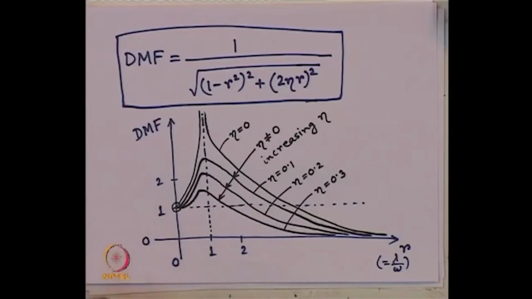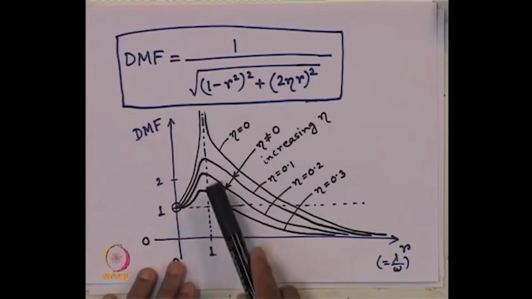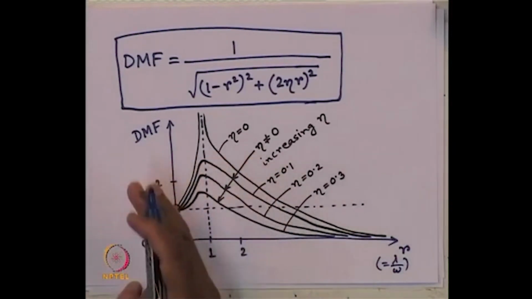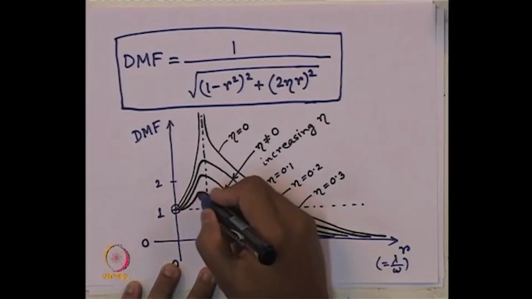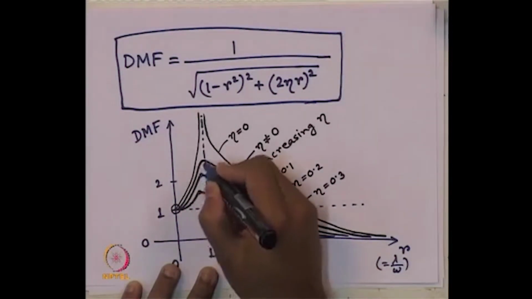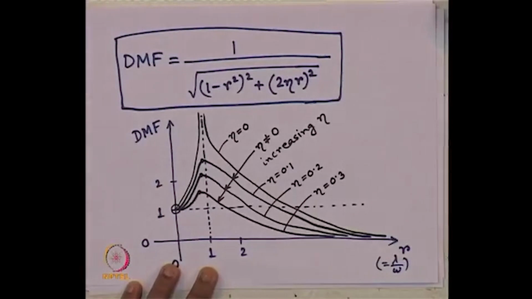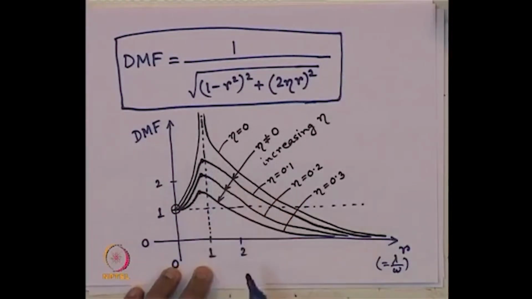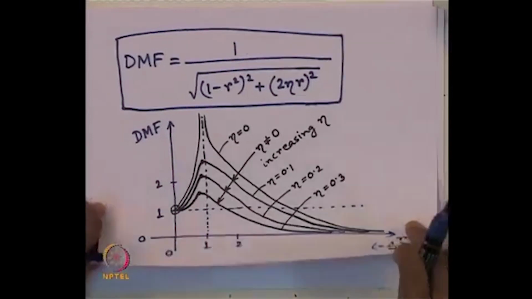Let us look at the curve. I have drawn the peak knowingly a little before r equals 1. So, these are my peaks, not at r equals 1. Why? Let us see now.